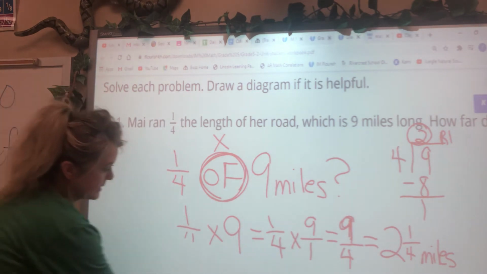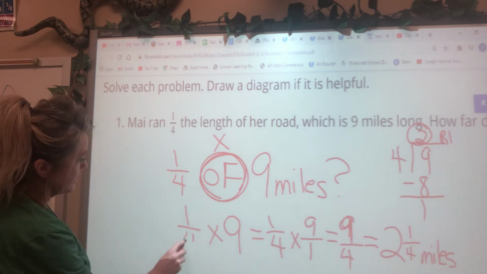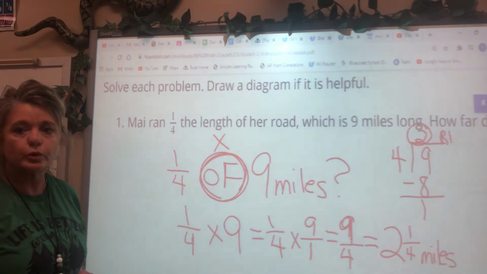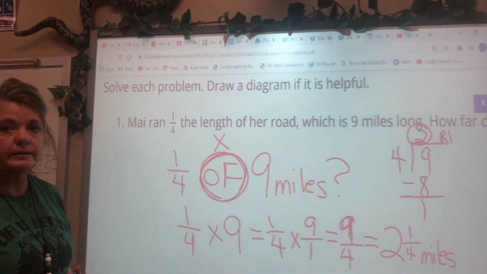I'll give you just a second to get that copied in your workbook. Sorry, guys. Give you just a second to get that copied over into your workbook to make sure that you can look back at it.